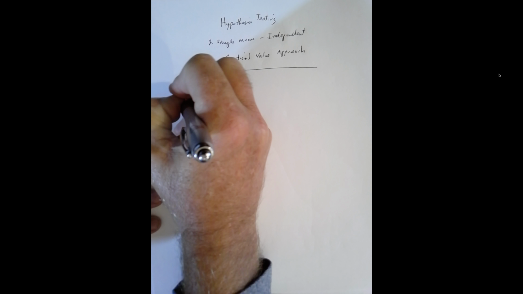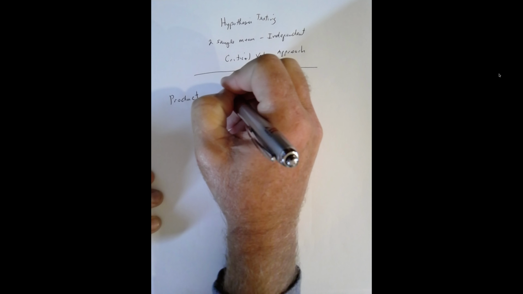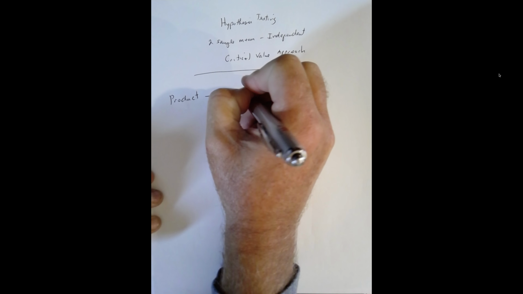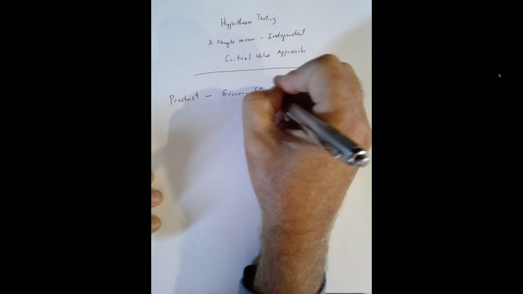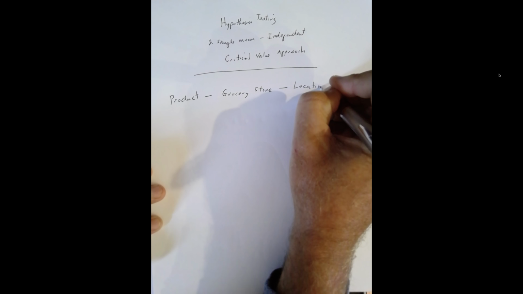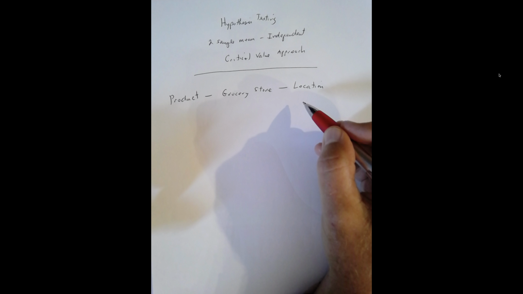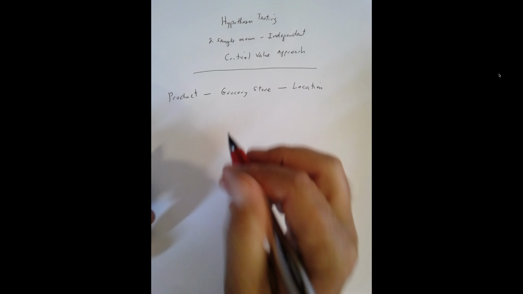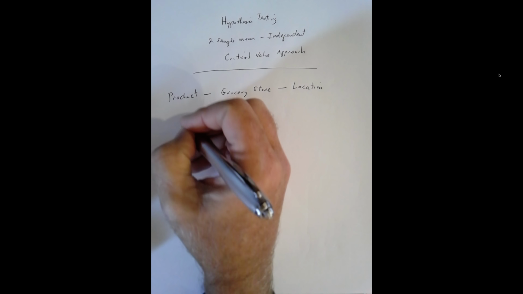So let's just start with the problem, and let's say that we have this product, and let's assume that we're in some grocery market or grocery store. And we're interested to see if the sales for this product depends on location. So let's say that one location is in the produce department, and one location is in the area in which this particular product is sold. So they decide to look at weekly sales.